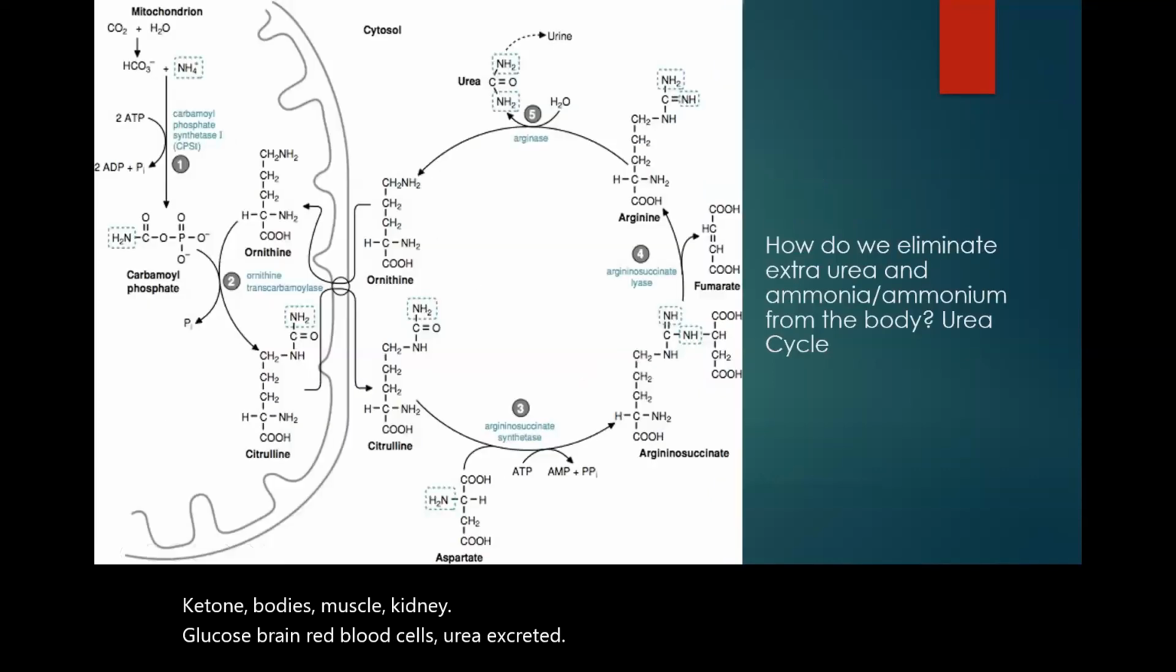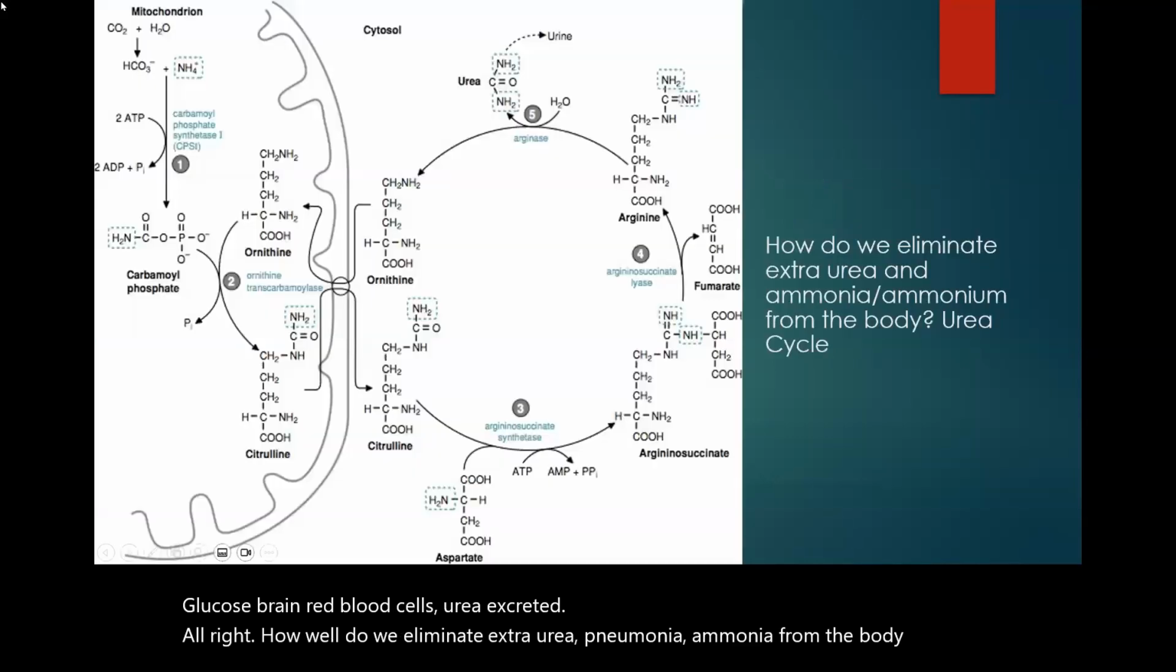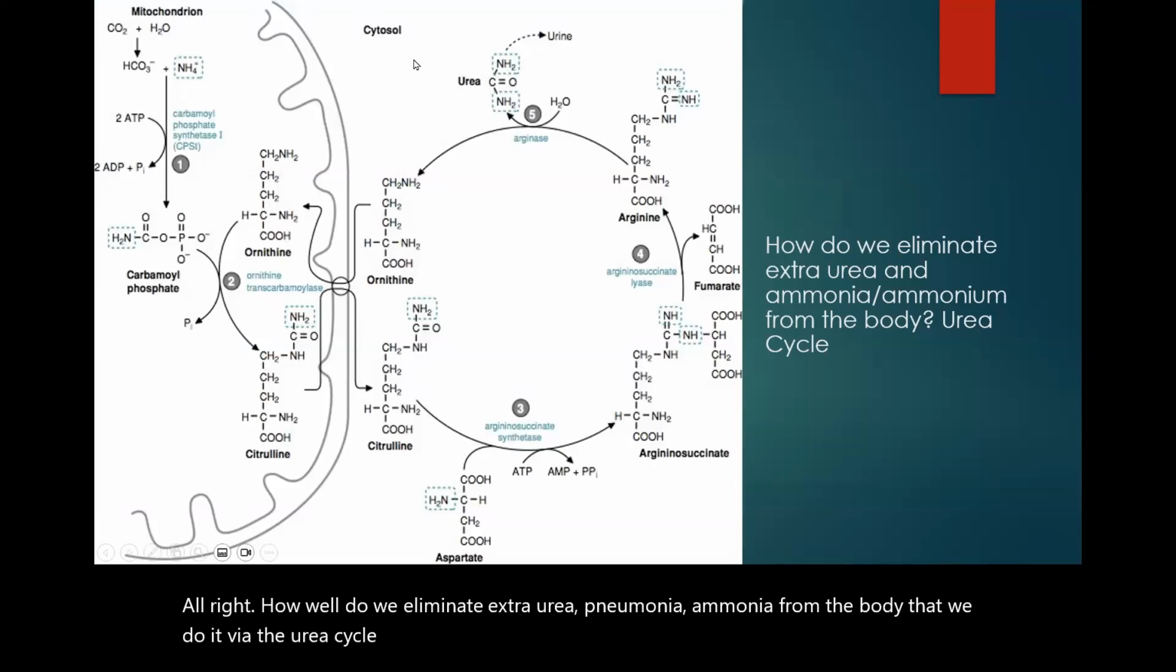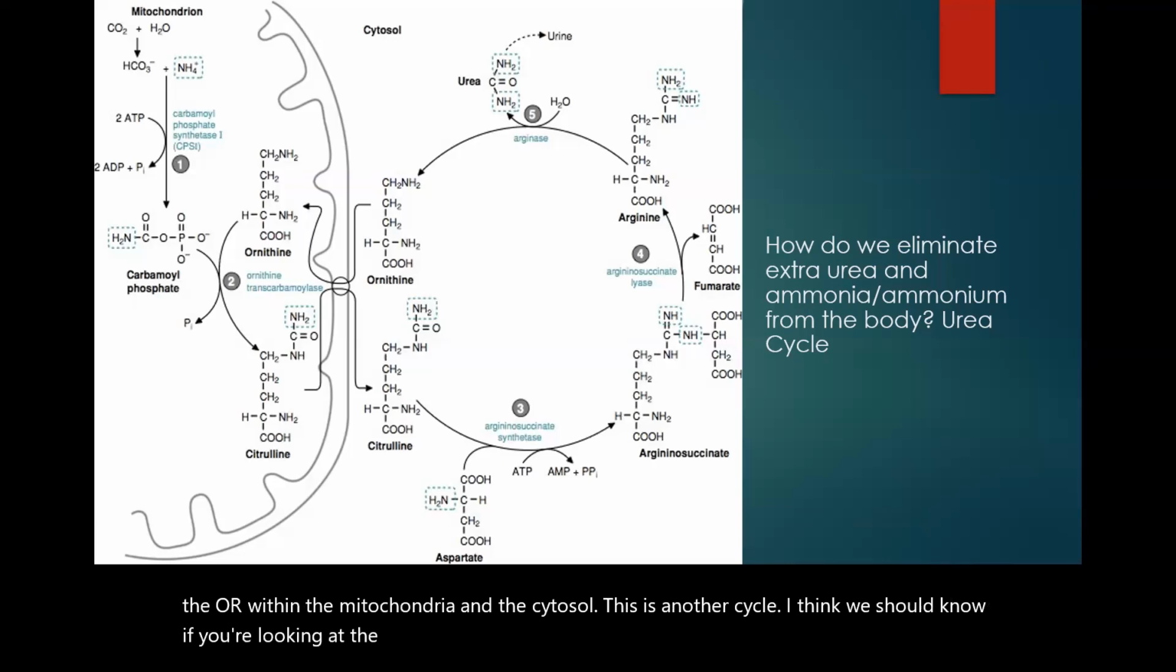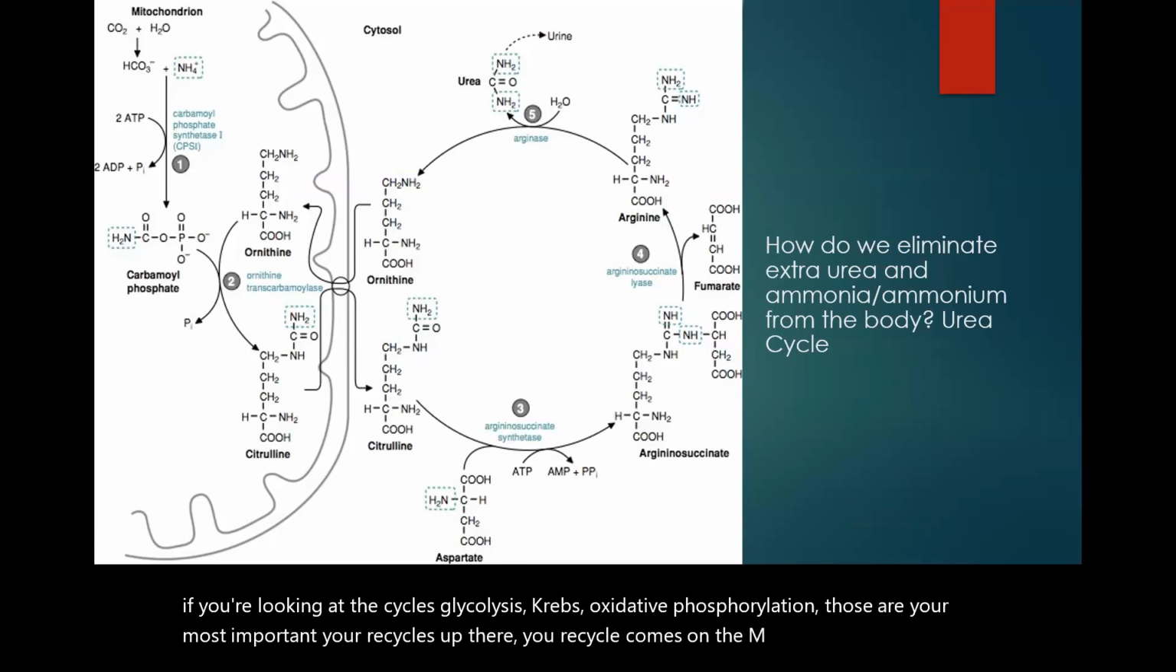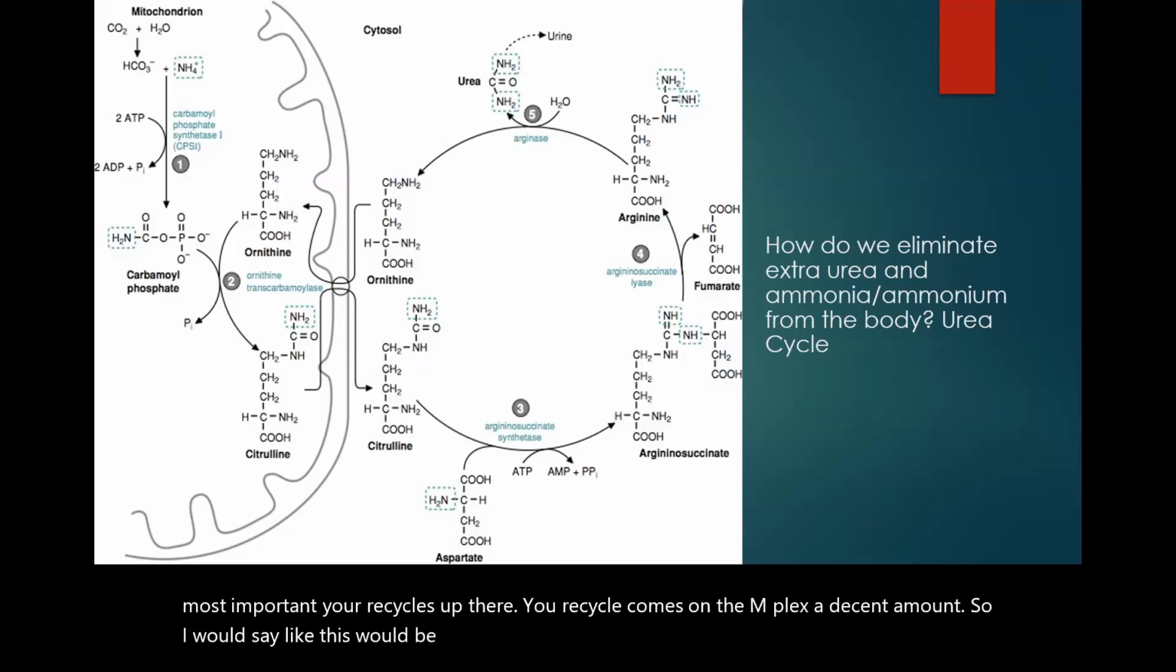All right, how well do we eliminate extra urea and ammonia from the body? We do it via the urea cycle. The urea cycle is unique in that it occurs in the mitochondria and within the mitochondria and the cytosol. So this is another cycle I think we should know. If you're looking at the cycles, glycolysis, Krebs, oxidative phosphorylation, those are your most important. Urea cycle's up there. The urea cycle comes up on the NPLEX a decent amount. So I would say this would be another cycle to at least not ignore.